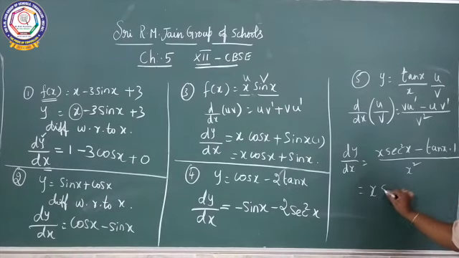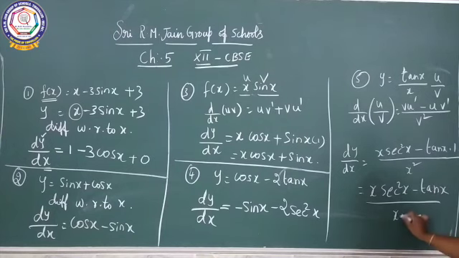See here, x secant square x minus tan x by x square, that is v u dash minus u v dash. u is tan x, the differentiation of tan x is secant square x. What is the differentiation of x? 1. So x secant square x minus tan x by x square.